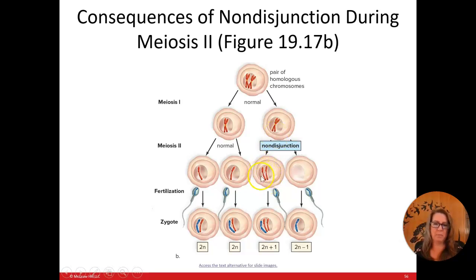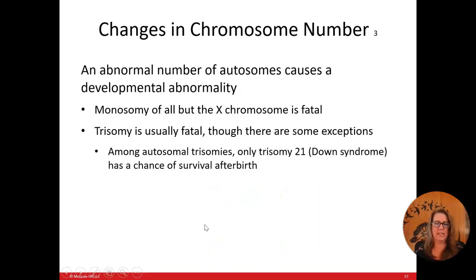So now we have 2 copies in this particular cell, and we have none here. So if a sperm fertilizes this one, then it just ends up with 1 copy of 1 chromosome. It doesn't have the other one, so the red one is missing. Here it has an extra red one, and then these 2 are normal. So it just kind of gives you an idea how that occurs.